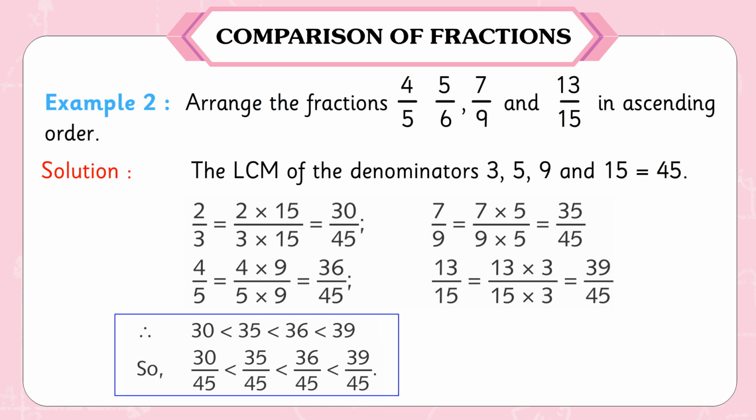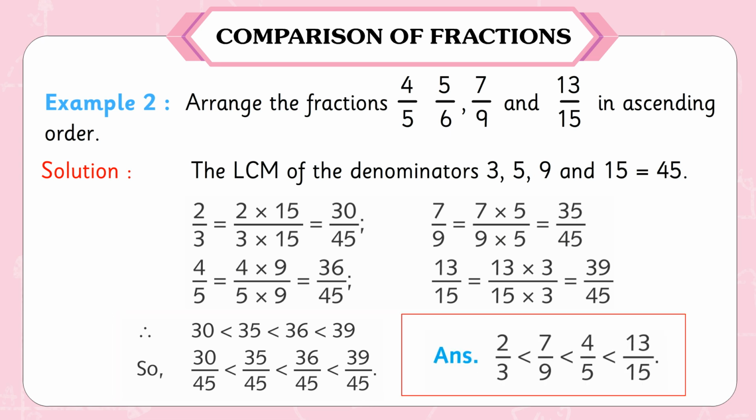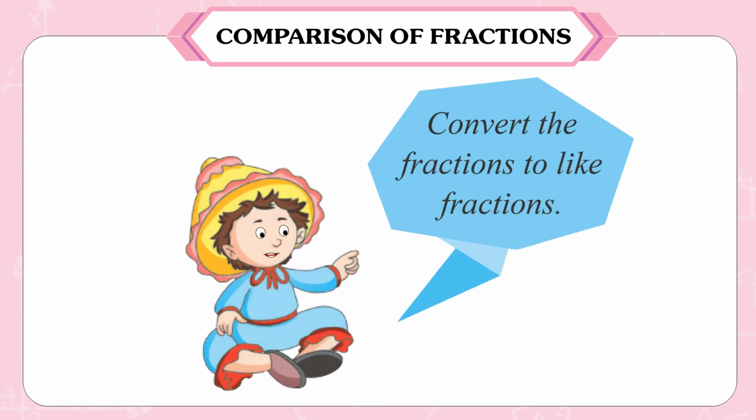So, 30 is less than 35 is less than 36 is less than 39. So, 30 by 45 is less than 35 by 45 is less than 36 by 45 is less than 39 by 45. Answer: 2 by 3 is less than 7 by 9 is less than 4 by 5 is less than 13 by 15. Convert the fractions to like fractions.